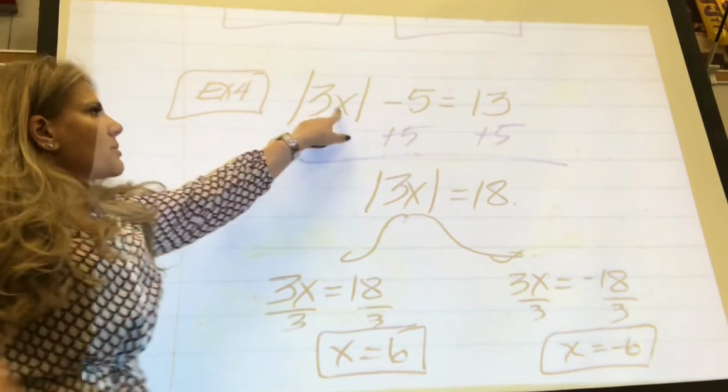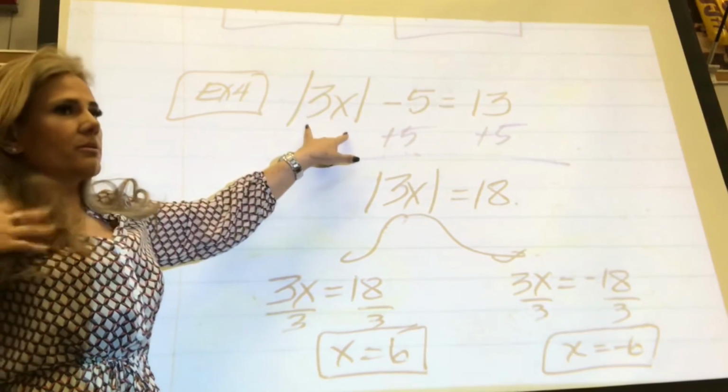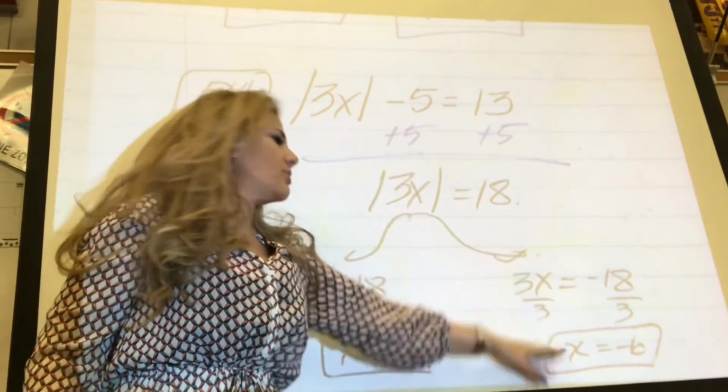Savannah, help me out. Let's check 6. 6 times 3 is? 18. What's the absolute value of 18? 18. Minus 5? 13. Jason, ready? Let's do the other one.